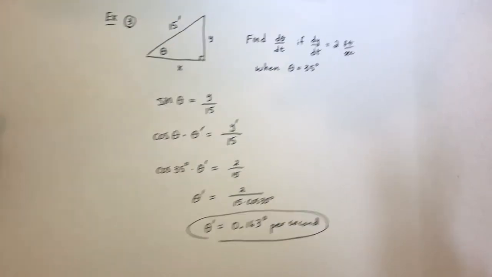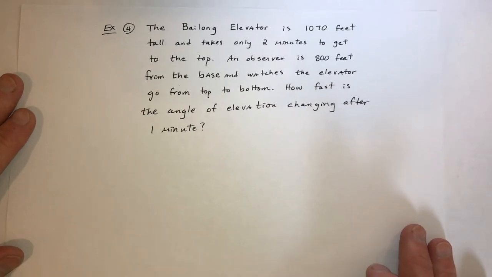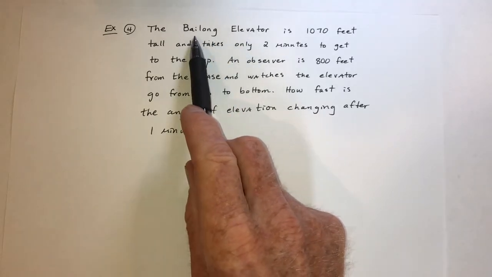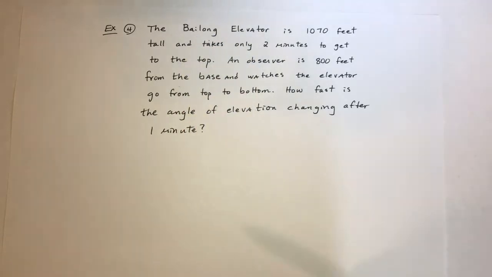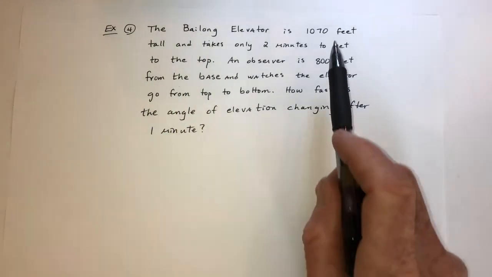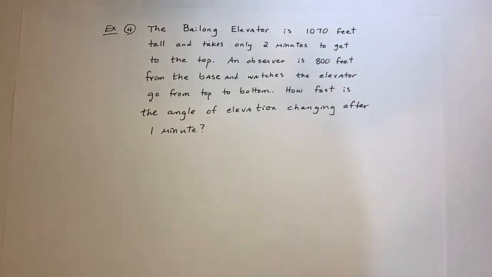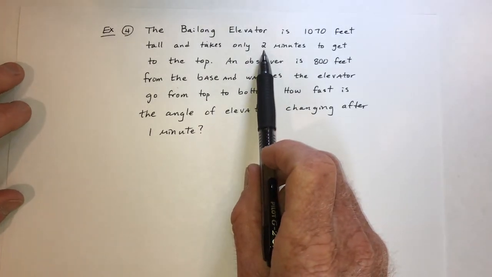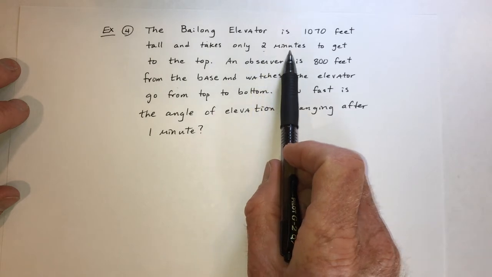Okay, now for number 4. So this one takes quite a few words, so I went ahead and wrote it out. The Bailong elevator. Hopefully I'm saying that right. This is the world's largest outdoor elevator. It's in China. It is 1,070 feet tall. It's sort of next to a mountain, so it's where tourists go to take it up to the top of the mountain. And it can take 50 people, which that part doesn't matter, but it only takes 2 minutes to get to the top.